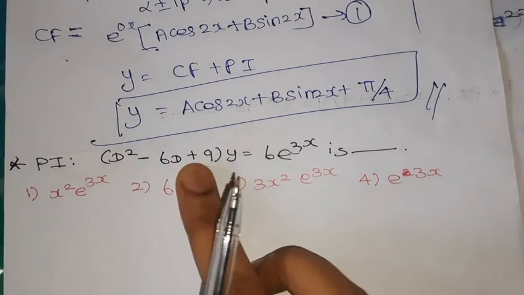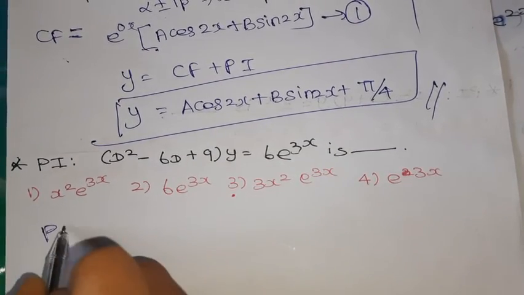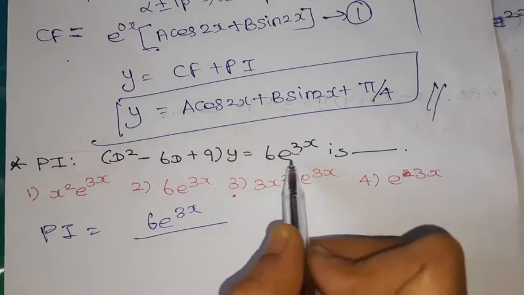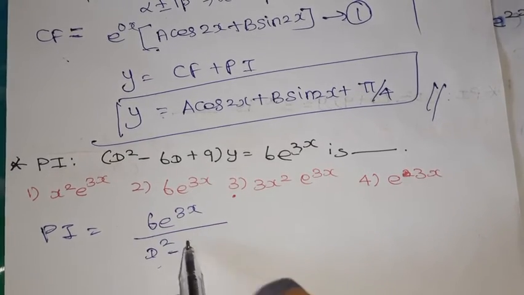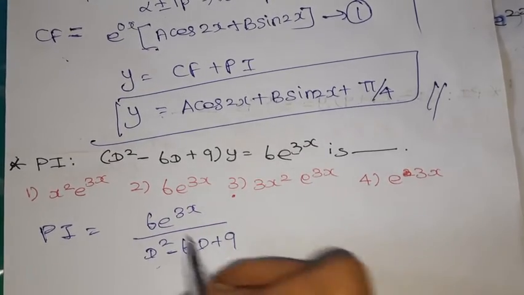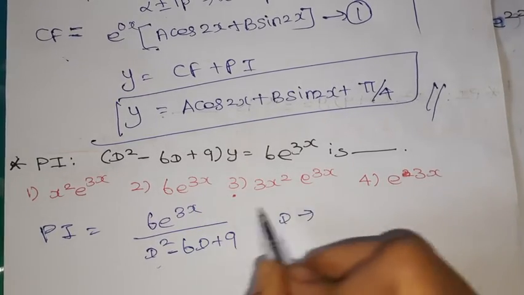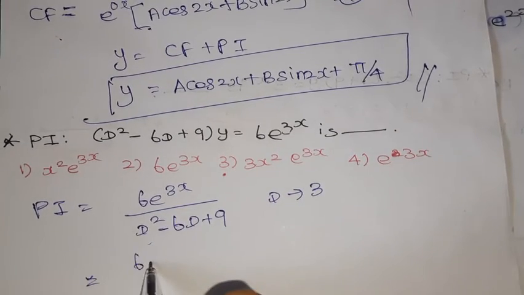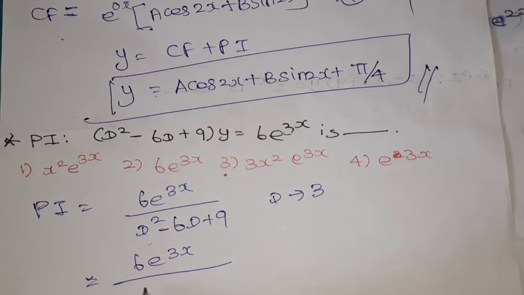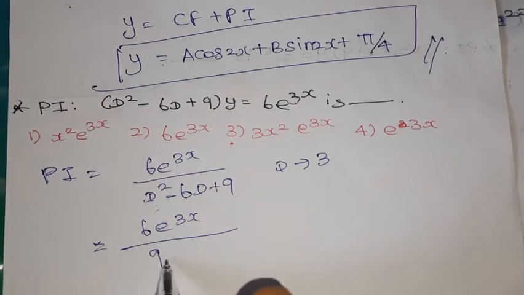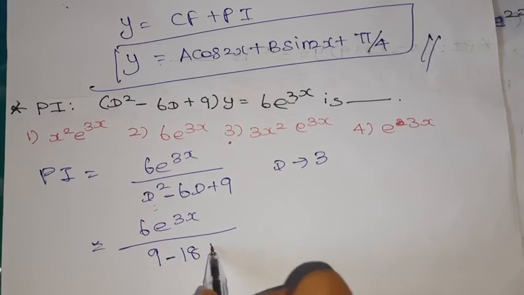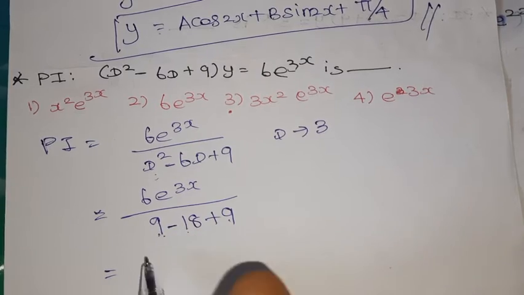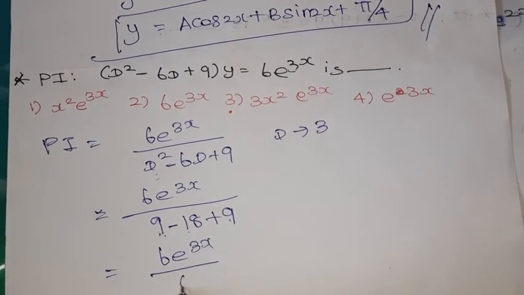We need to find the particular integral for the given problem. To find the particular integral, we need to use the RHS, which is of exponential type. So 6 e power 3x divided by f of D, D squared minus 6D plus 9. Just replace D by 3 here. So 6 e power 3x divided by 3 squared, which is 9, minus 6 into 3, which is 18, plus 9. So 9 minus 18 plus 9 is 0. So we get the numerator divided by 0.